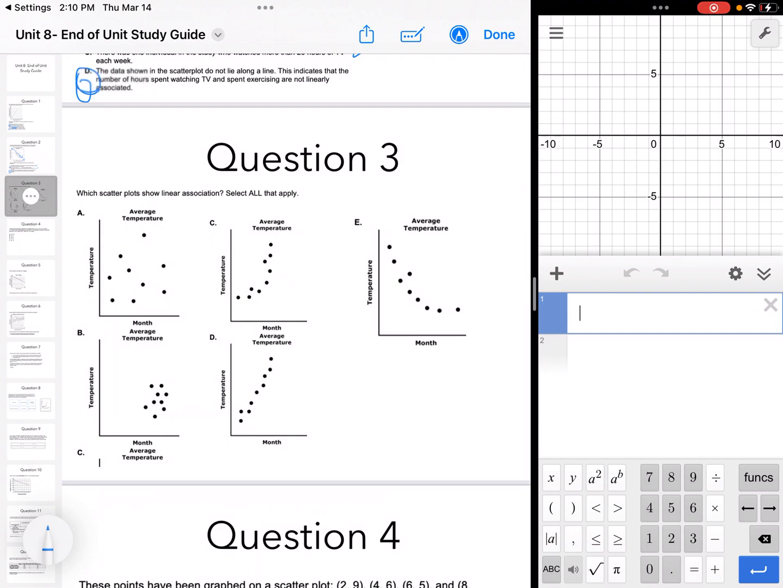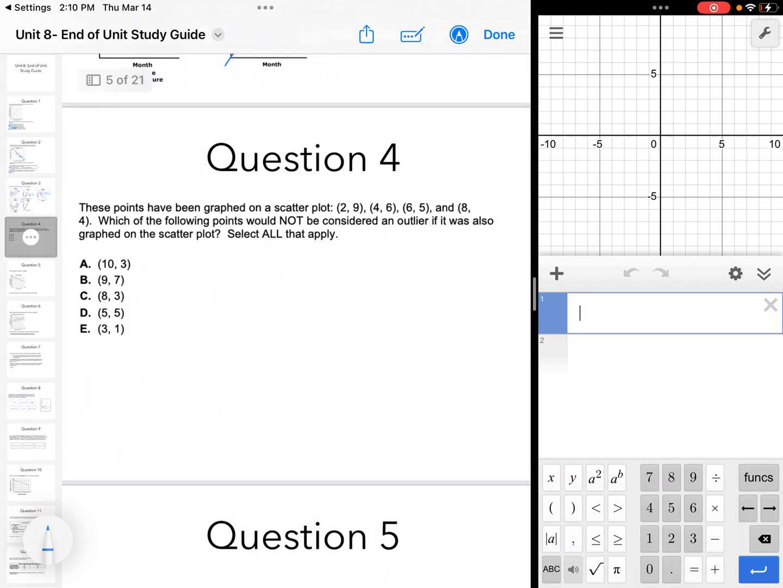Which scatter plots show a linear association, meaning it has to make a line? Well, D, this one's no association. This one's no association. This one is positive nonlinear. This one's negative nonlinear. So it was just D.